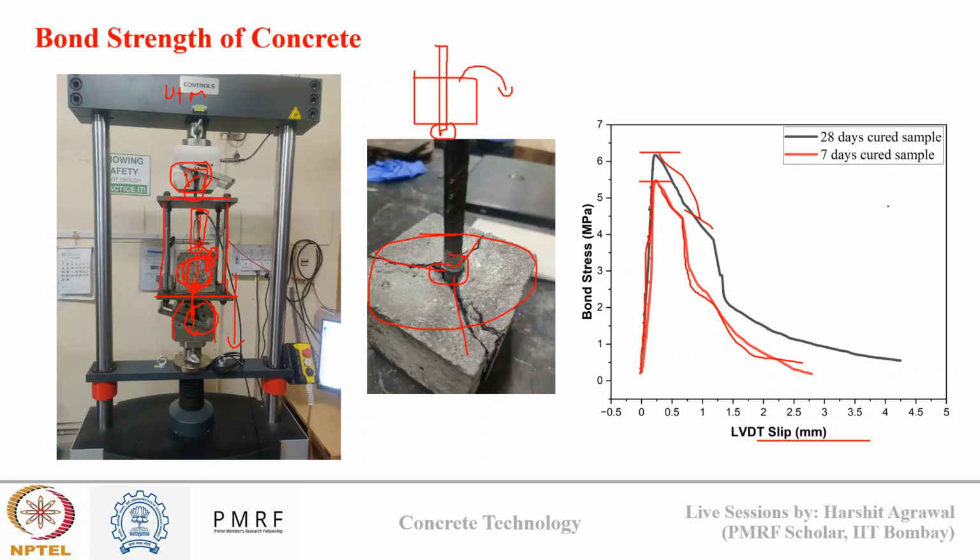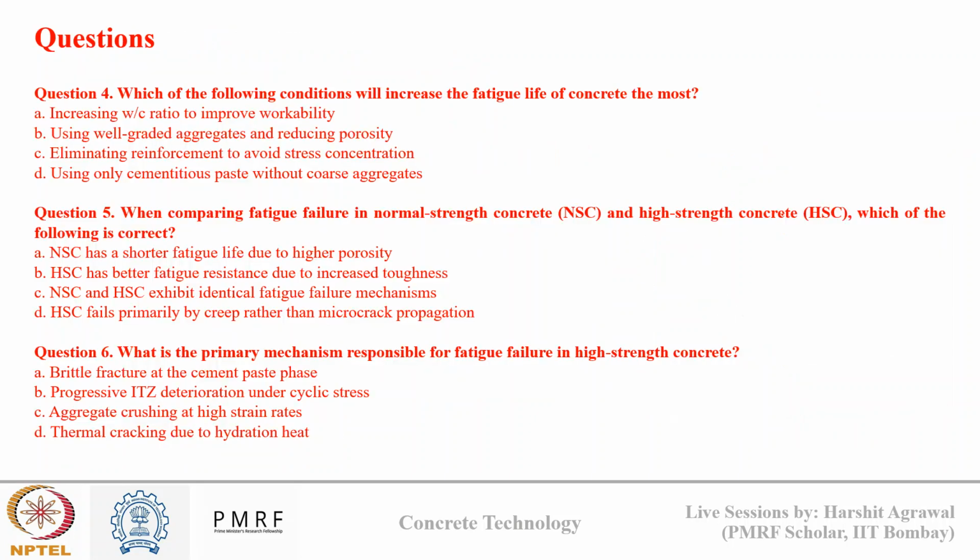This data shows two reinforced concretes, one after 7 days of curing and one after 28 days of curing. We know that as curing age increases, the compressive strength of concrete increases. So you can see the peak bond strength has also increased, because of the increase in chemical adhesion between the concrete cover and the reinforcement surface. This is how bond strength testing is done for concrete.